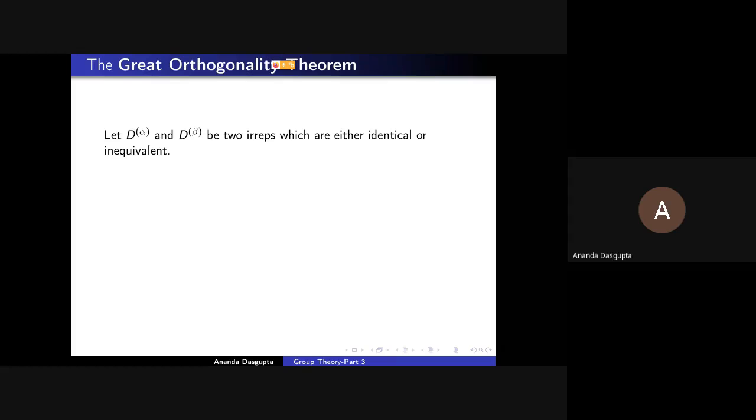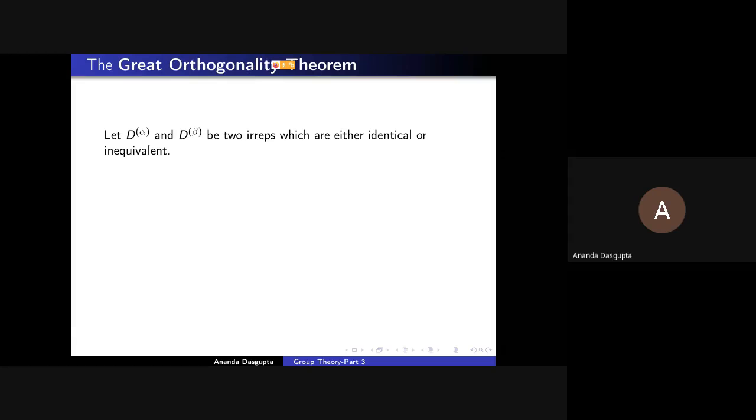But of course, given a representation, you have infinitely many more representations just by changing the basis, right? These are all equivalent representations, so we will just not count them. What we are doing is this alpha index here just labels my irreps. So I will have D1, D2, D3, and so on for all the irreps that I have, and I've decided that I will only count inequivalent irreps.